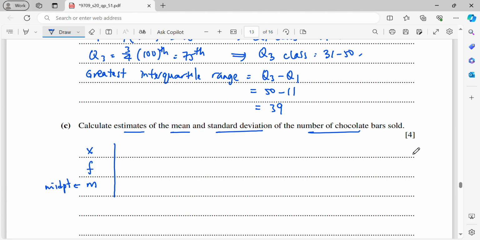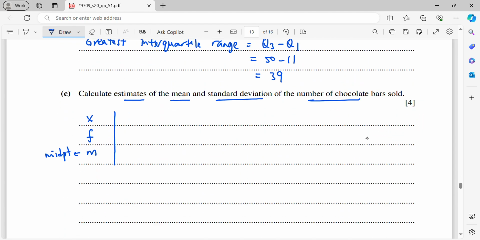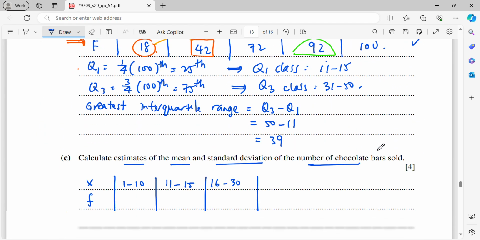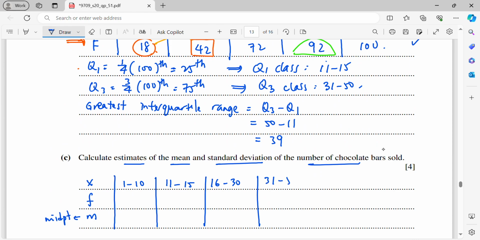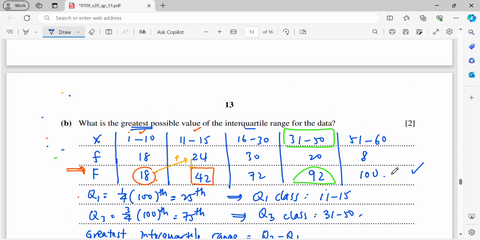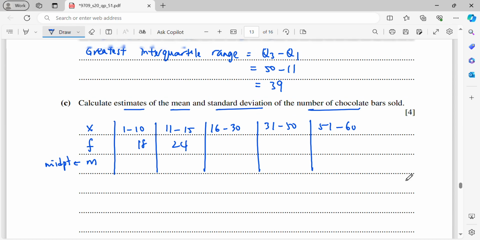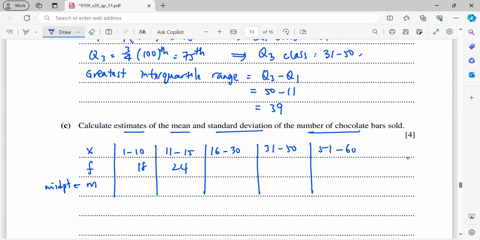So copy back 1 to 10, 11 to 15, 16 to 30, then 31 to 50, and then 51 to 60. And the F, just copy the second row right now. 18, 24. Then 30, 28.